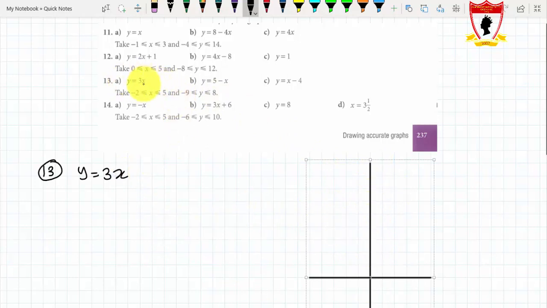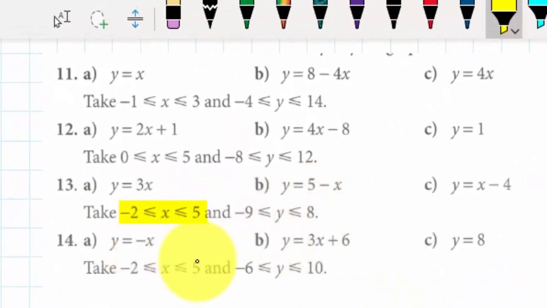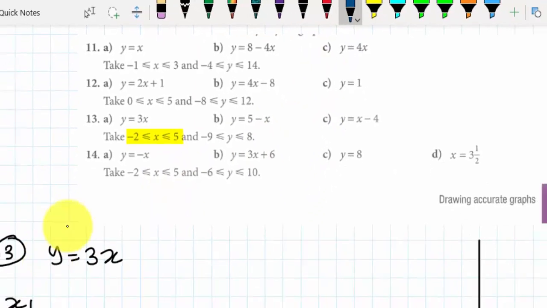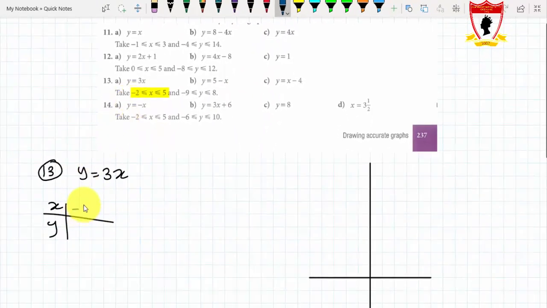Now, to draw the graph of the first equation, as usual, we start by drawing a table like this. Pick some values for x in this interval from -2 to 5, and then we're going to work out their y's. Let's say the x values are -2, 0, 5. Whatsoever x is, y will be multiplied by 3. If x is -2, y is 3 times -2, which is -6. If x is 0, 3 times 0 is 0. If x is 5, 3 times 5 is 15.